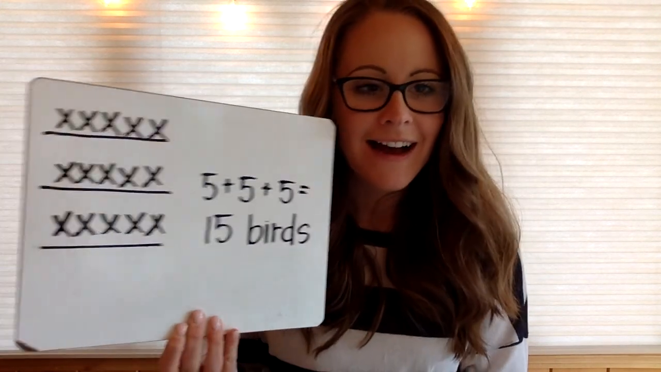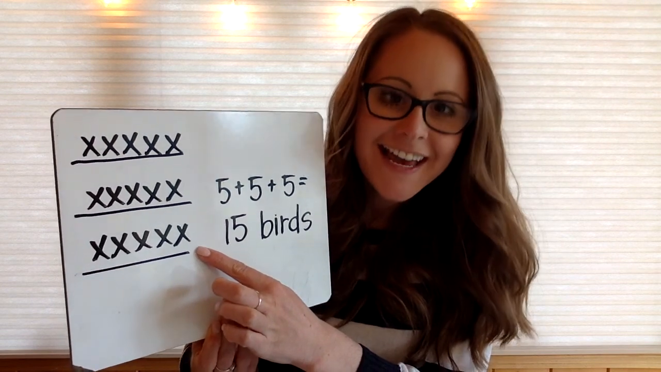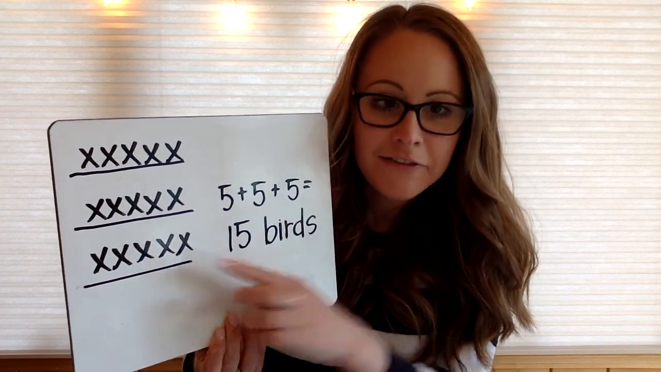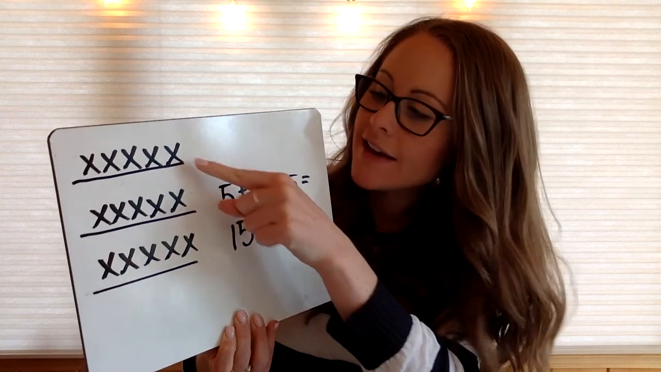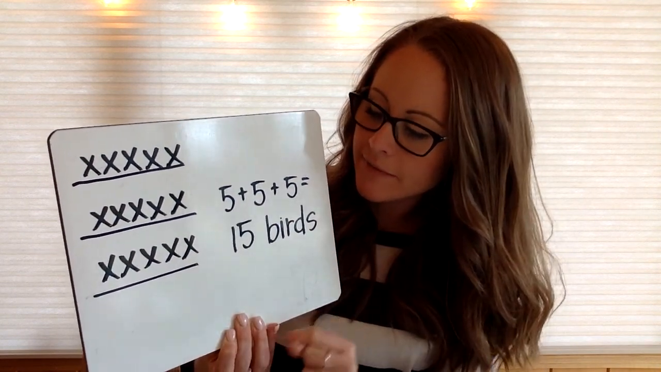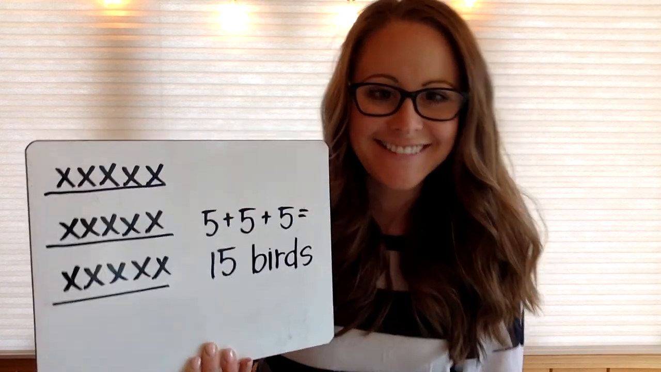Okay, I'm done with mine. Here's what mine looks like. I have 3 rows or wires, and on each there are 5 birds or X's. So I can skip count by fives, 5, 10, 15, and I find out my answer is 15 birds. Nice job.